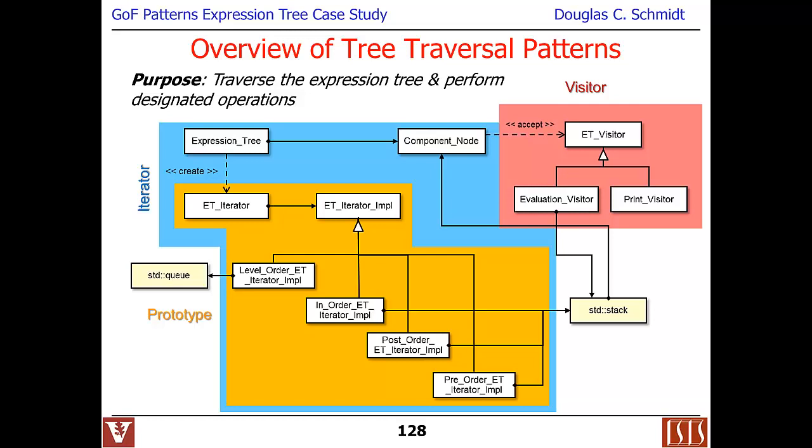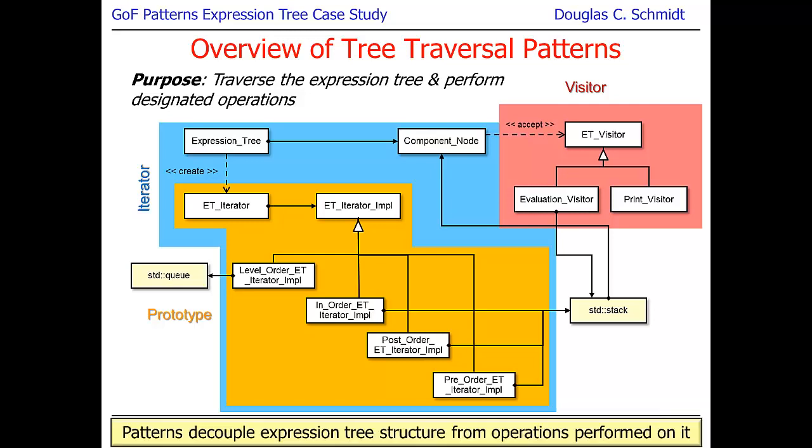So we're going to have different kinds of visitors. We're going to have print visitors and evaluation visitors and so on, all of which are subclasses of visitor. And those things are going to be used in conjunction with our iterator to walk through all the elements in our composite and then apply the operations, printing or evaluation and so on, in a clean and concise way. So the cool part about this is that the use of these patterns decouples the structure of the tree from the operations performed on the tree.